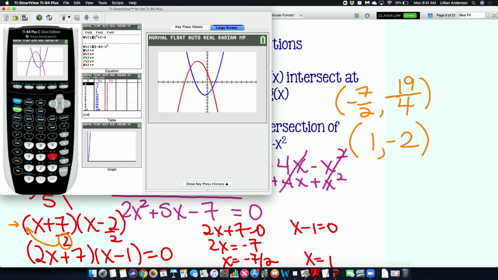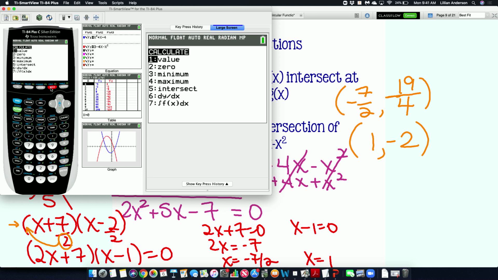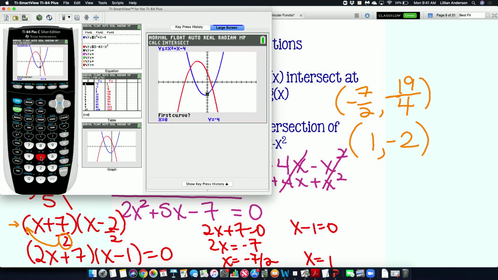And remember, anytime you're looking for where they intersect, you're basically looking for those points right there and there. Who remembers how to do this? Second trace, option 5. And because there are 2 intersection points, whichever one I'm looking for first, I move my cursor closer to that intersection point. And once I get there, what do I do? Enter, enter, enter, and there is 1, -2.